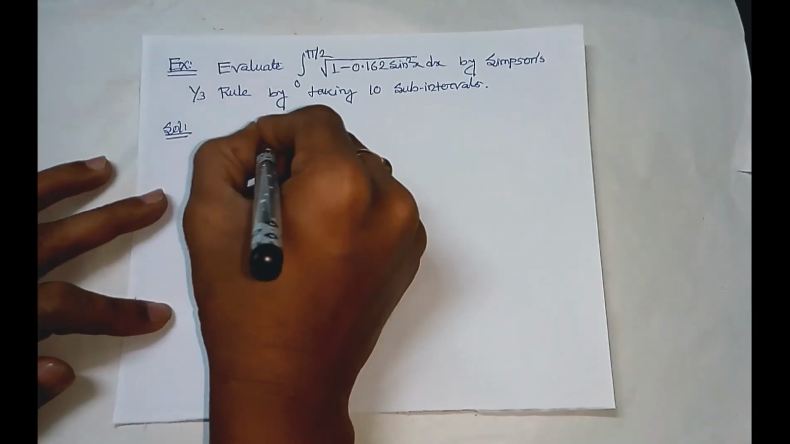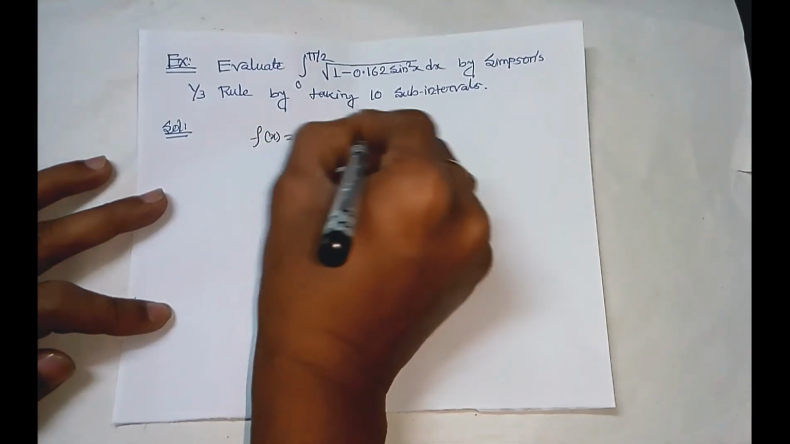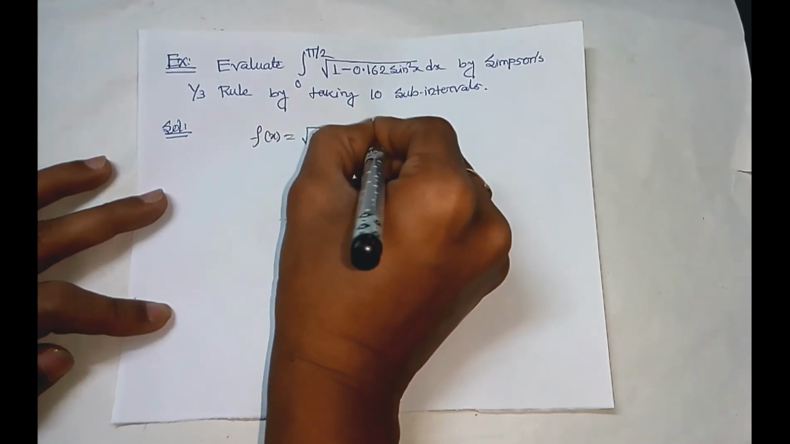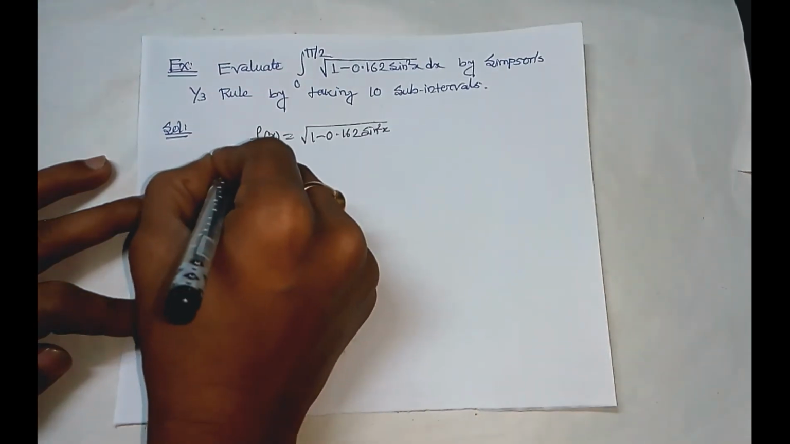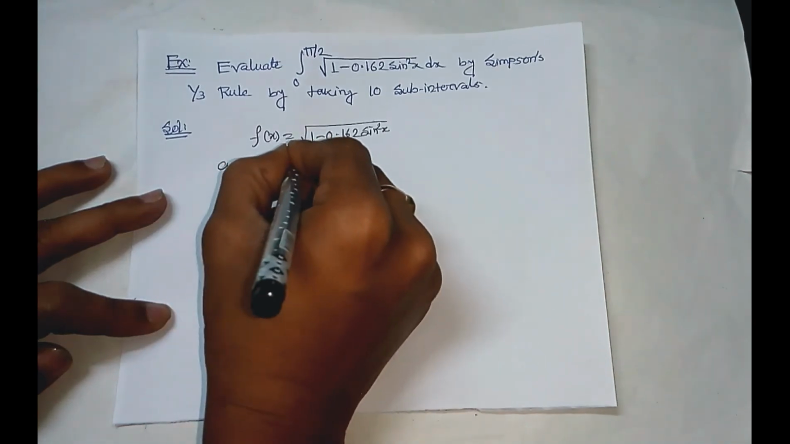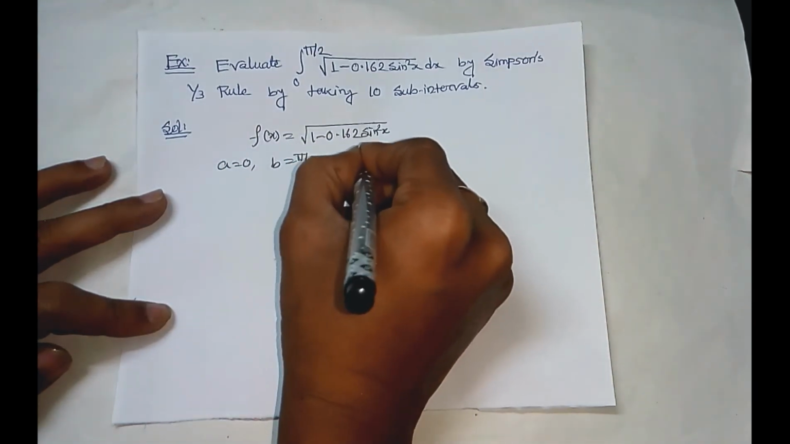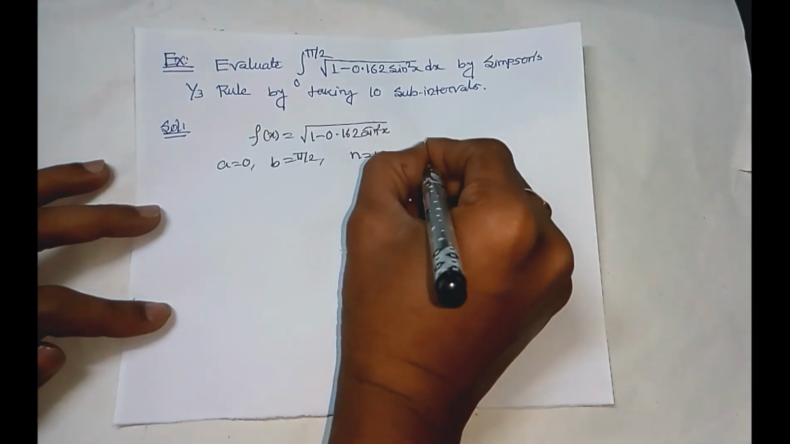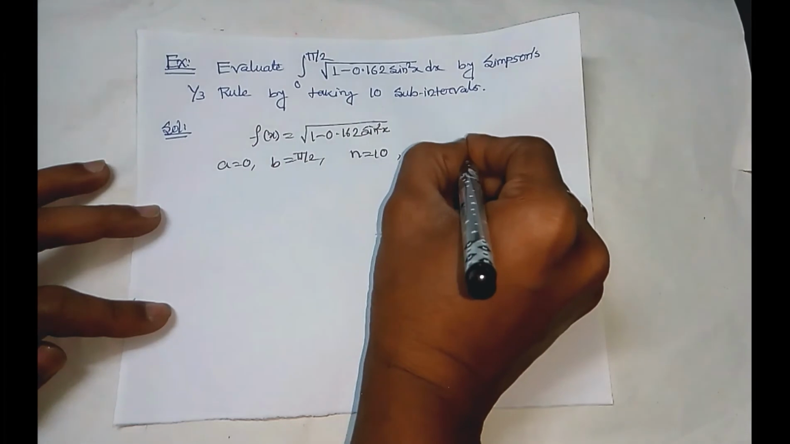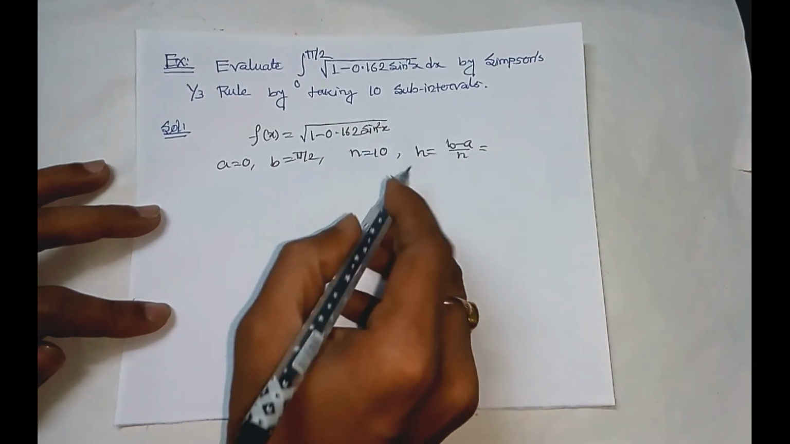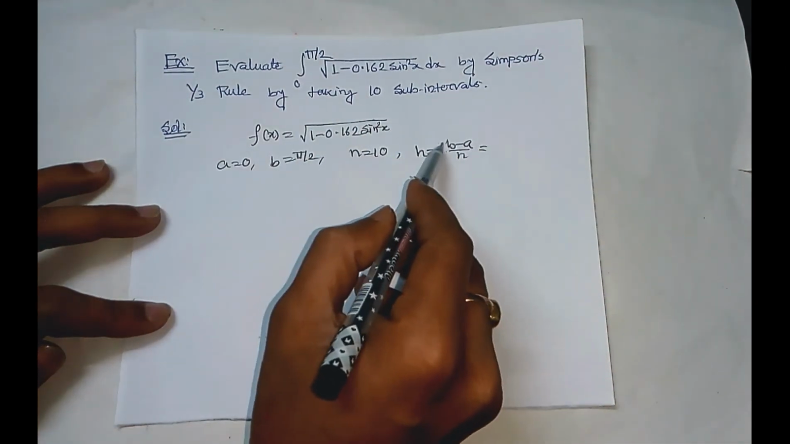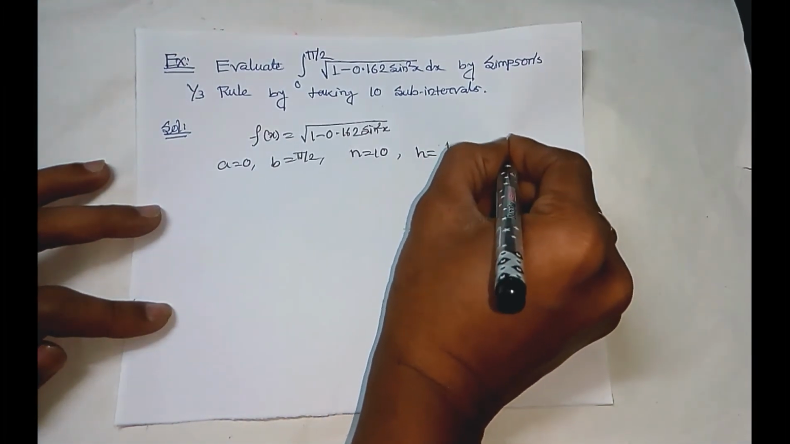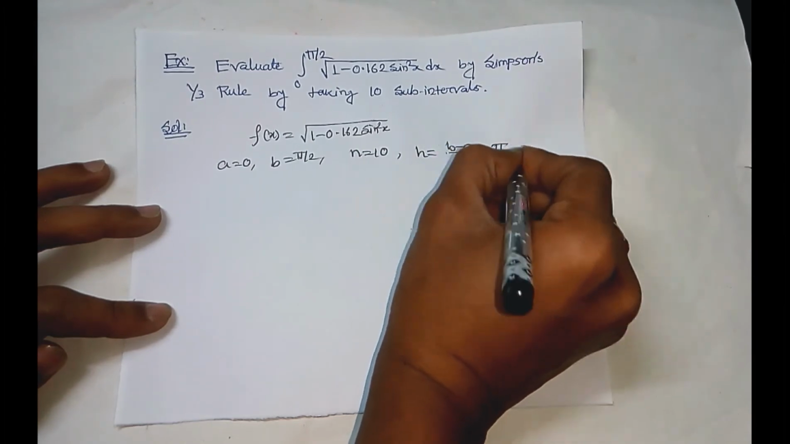So this is our function f(x) is equal to root over 1 minus 0.162 sine square x, and a is equal to 0 and b equal to pi by 2. We need 10 sub-intervals, so n equal to 10. From here we can find the value of h. h is equal to (b minus a) by n. From here we find that b is pi by 2, so (pi by 2 minus 0) by n. That means it is pi by 20.